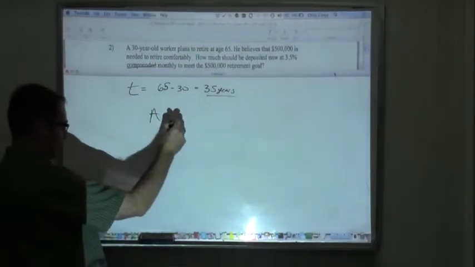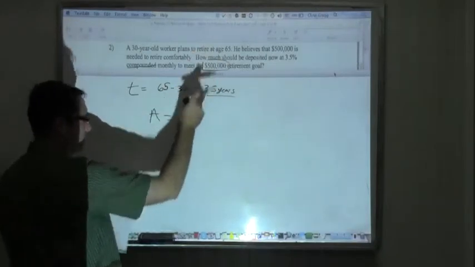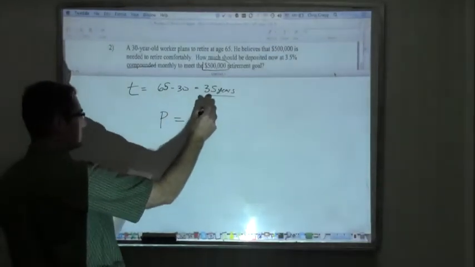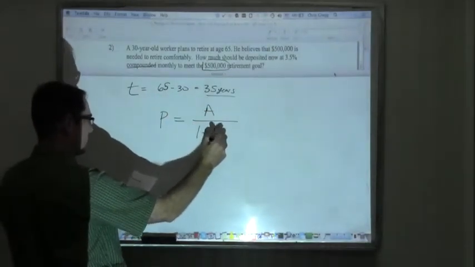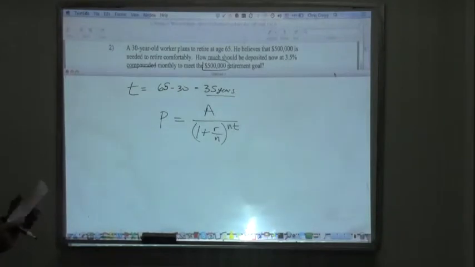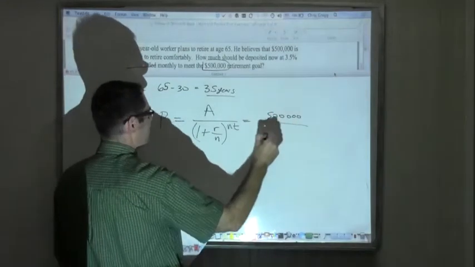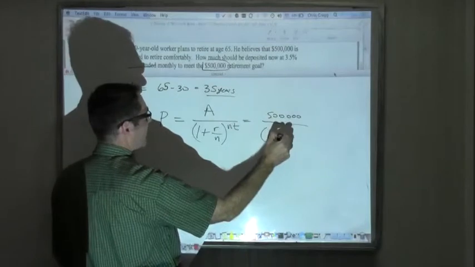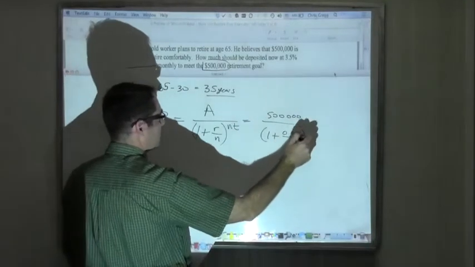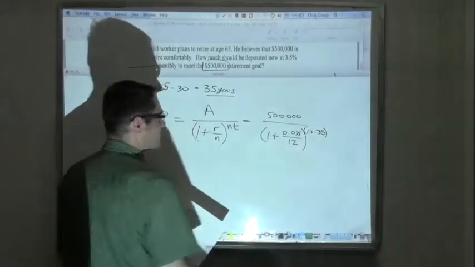It's this one. A equals present value. No, it's not. This is the future value, isn't it? We need to know the present value. Yeah. Present value equals the future value divided by 1 plus the rate over the number of times per year, raised to the number of times per year times the total number of years. And then you just crank through that. 500,000 divided by 1 plus the rate, 0.035 divided by 12, because it's compounded monthly, raised to the 12 times 35 years.